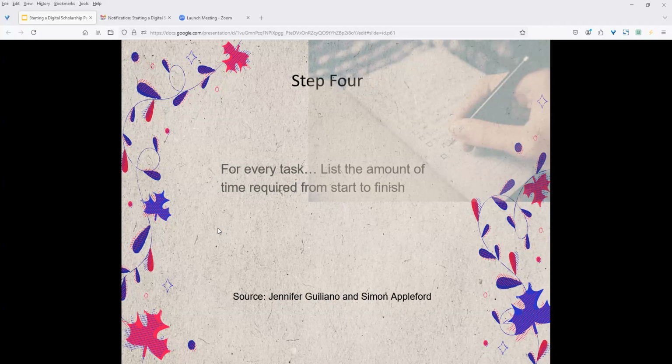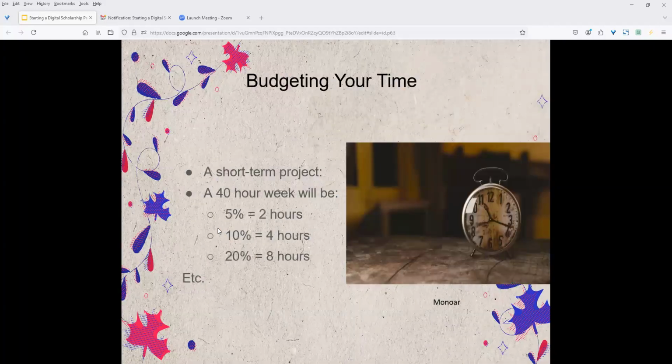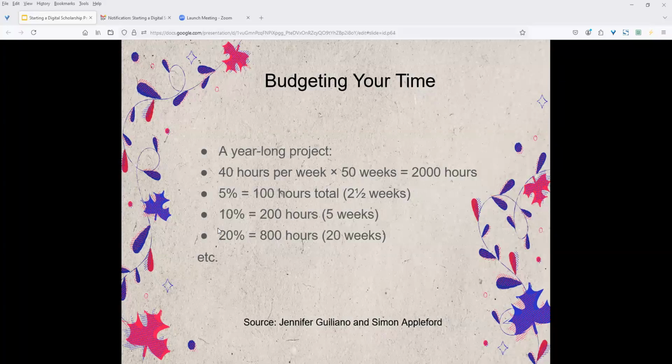It's important to be mindful of time constraints and how long it will take to complete each task. Sometimes you just don't know. So, budgeting your time. For a short-term project, you can break it down into a 40-hour work week: 5%, 10%, 20%, it could be 2 hours, 4 hours, 8 hours, something that you'll have to keep in mind. If it's a year-long project, 40 hours per week times 50 weeks, you want to take a couple weeks off, that's 2,000 hours. So 5%, 10%, 20%, all of a sudden that's 100 hours, 200, 800 hours. And that can build very quickly.